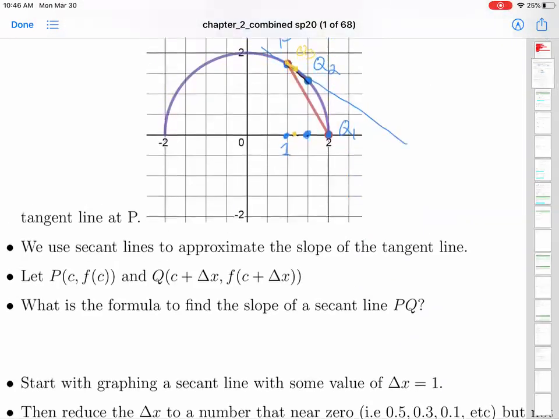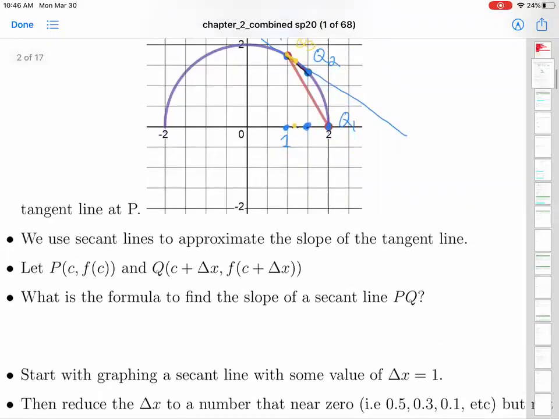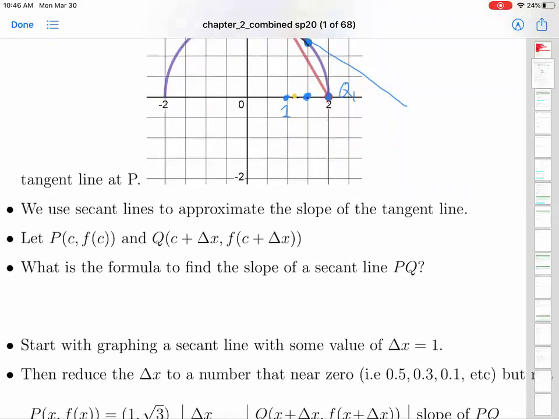So the lines that connect P and Q1, Q2, Q3 are called secant lines. We use secant lines to estimate the tangent line. That's the idea. And if the point on the secant line is closer to the original point, that is when we get a better estimation. So we want to review the pre-calculus topics here.